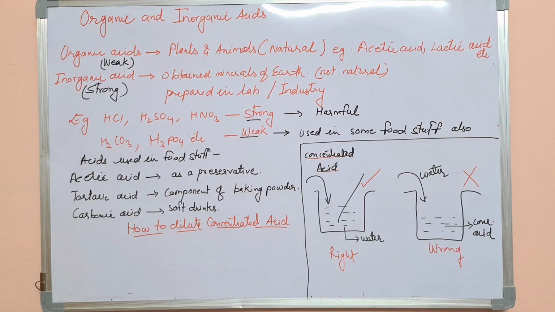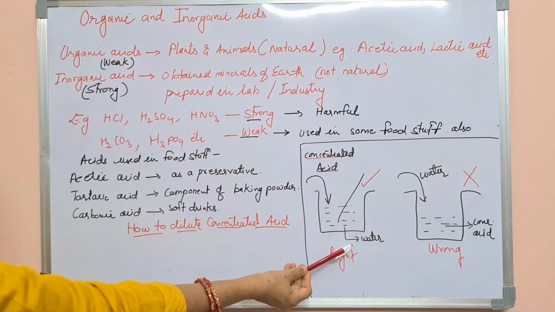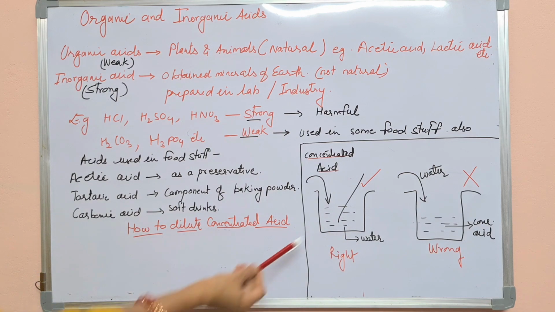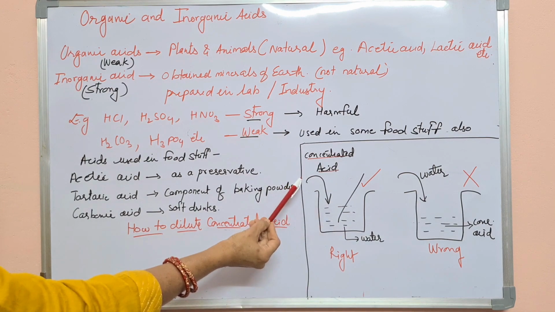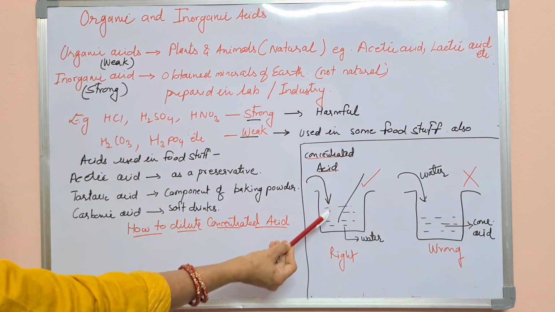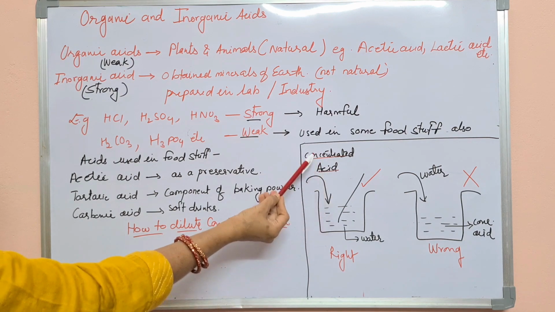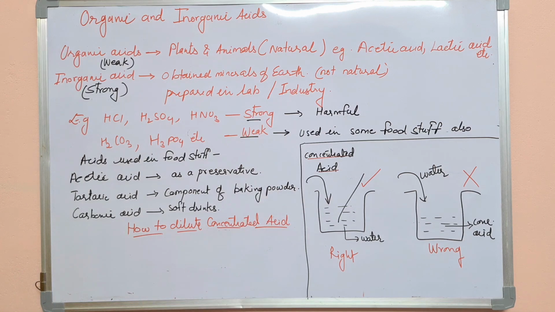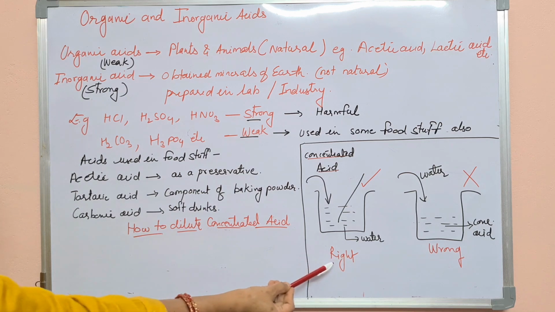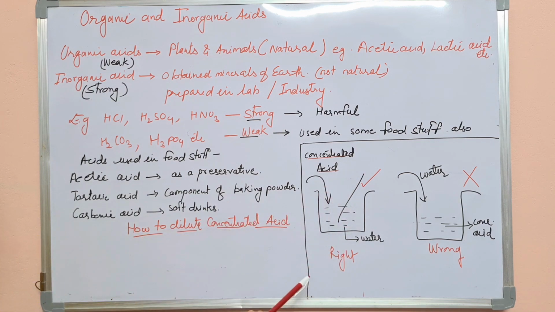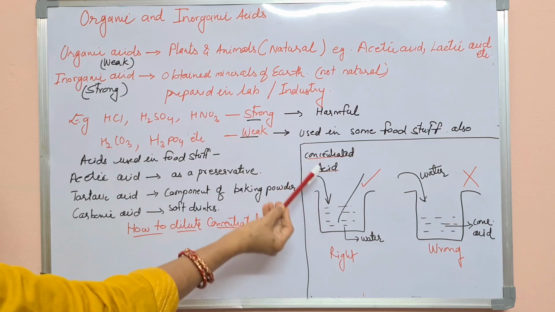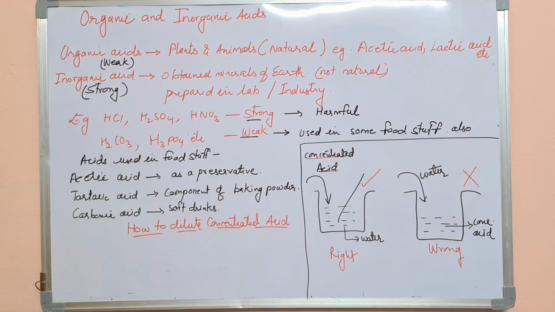Just see, take a beaker, and in the beaker water is already present. To this beaker containing water you can add concentrated acid, and you can stir it with the help of a glass rod. This is the correct method. In water you can add concentrated acid to make it dilute. This is the correct method.